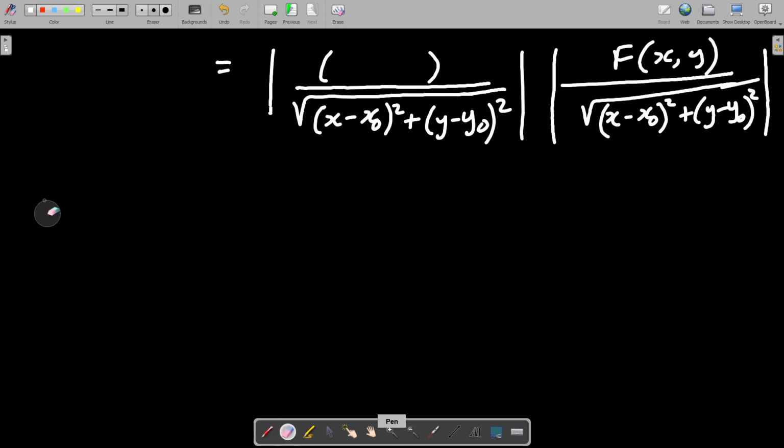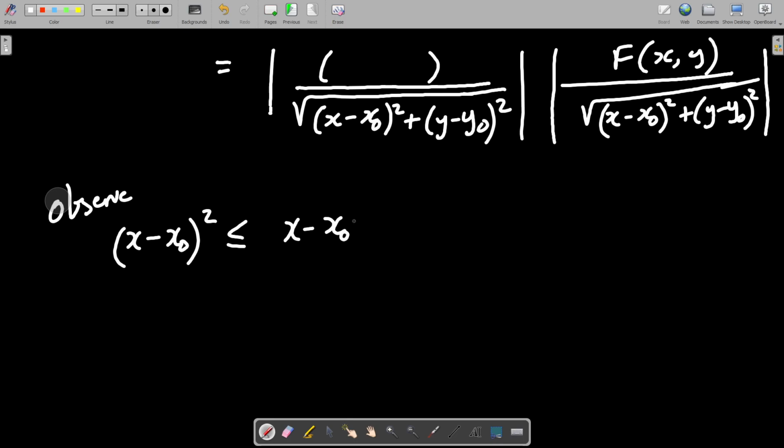Observe, rather, not note. What you have to observe: we know that we have done this in one of the examples yesterday. (x minus x naught) square is less than or equal to (x minus x naught) square plus (y minus y naught) square. This individual term is less than the sum of the squares.